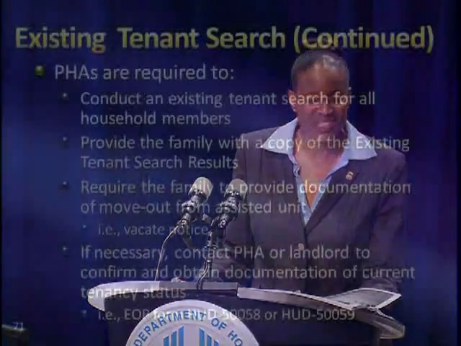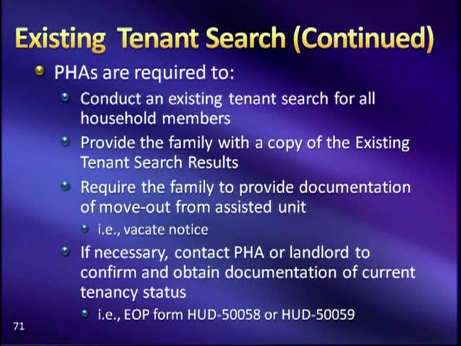But this is what you're required to do. For every applicant, you're required to conduct an existing tenant search for all household members. You're going to provide the family with a copy of the existing tenant search results. If it pops up that they're in two places, you're going to give them a copy.